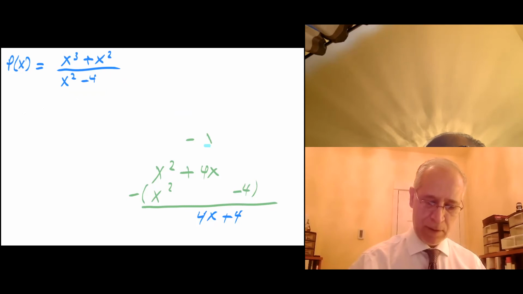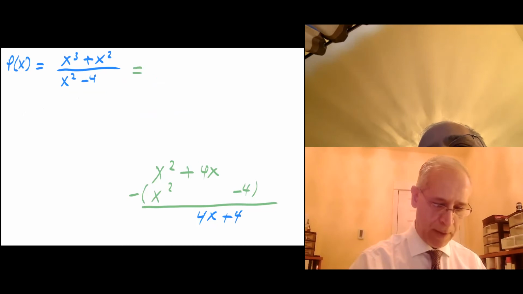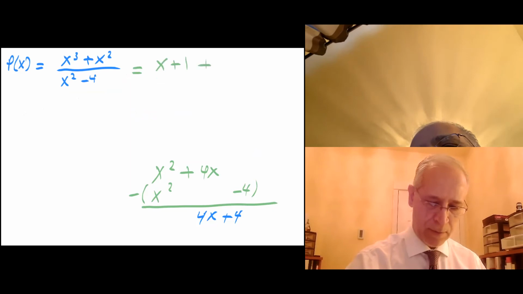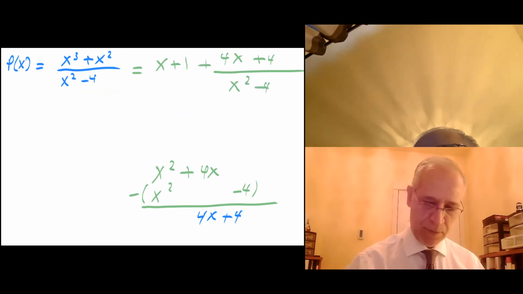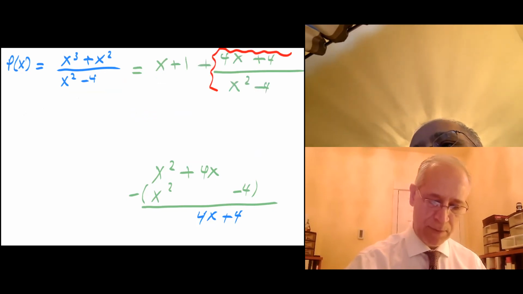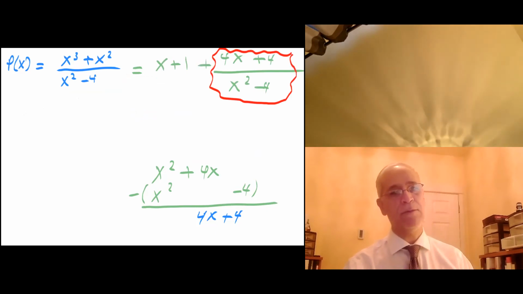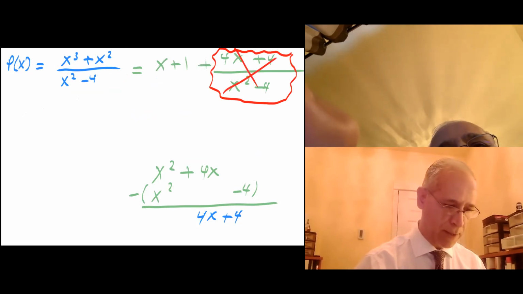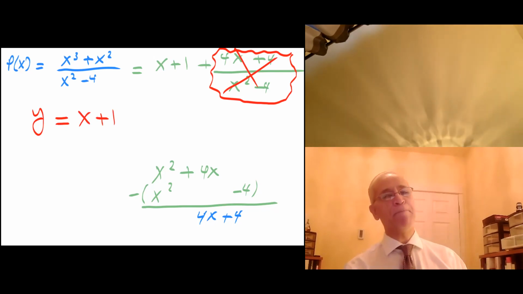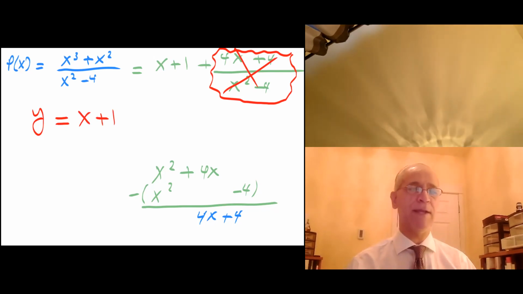So after doing the long division, we notice that p of x equals x plus 1 and the remainder plus 4x plus 4 all over x to the second minus 4. Once again, this remainder for the very huge values of x approaches 0. So we don't care about this. So y equals x plus 1 is the equation of the oblique or slant asymptote.